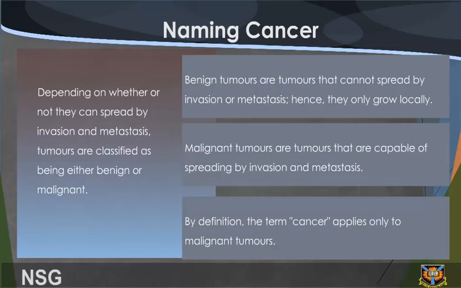Depending on whether or not they can spread by invasion and metastasis, tumors are classified as being either benign or malignant. Benign tumors are tumors that cannot spread by invasion or metastasis. Hence, they only grow locally. Malignant tumors are tumors that are capable of spreading by invasion and metastasis. By definition, the term cancer applies only to malignant tumors.